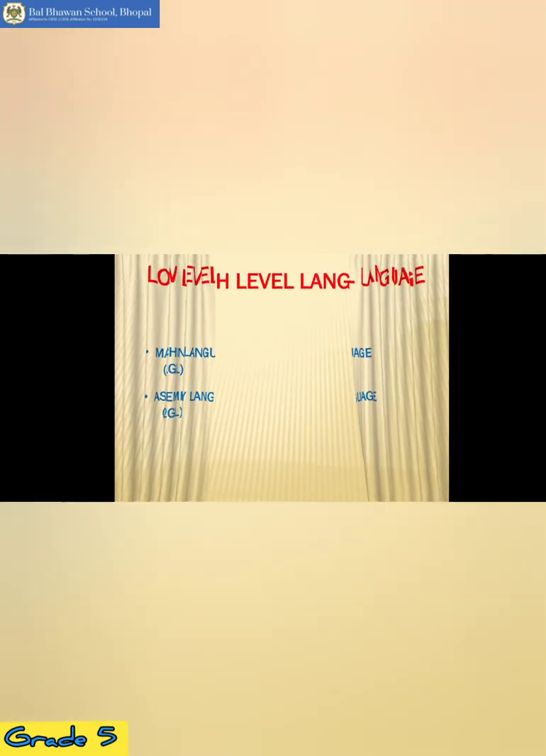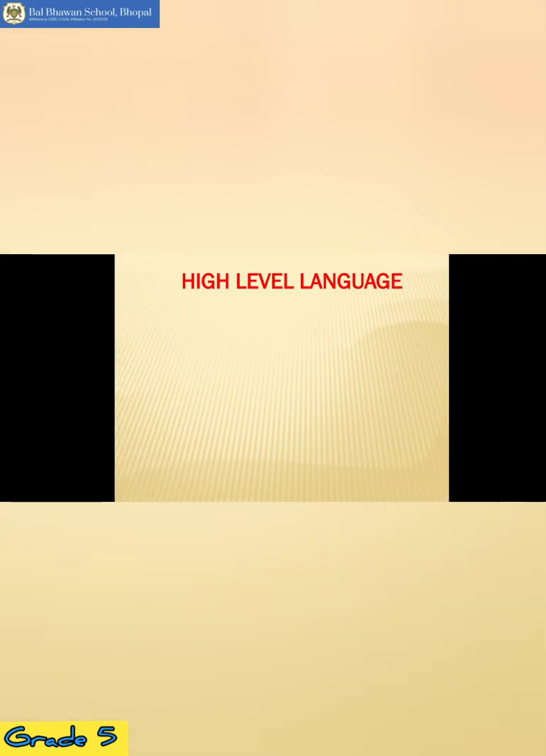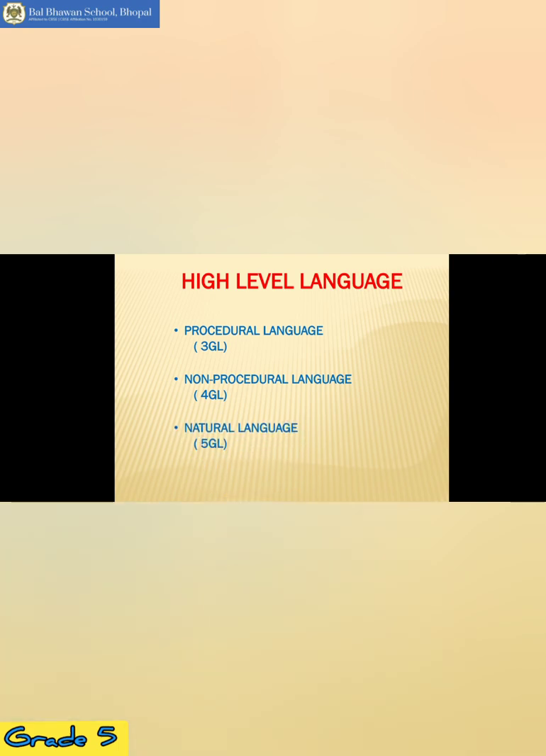Second is high level language. These high level languages are again bifurcated into 3 parts. The first part is procedural language or third generation language, then non-procedural language or fourth generation language, and last is natural language or fifth generation language.